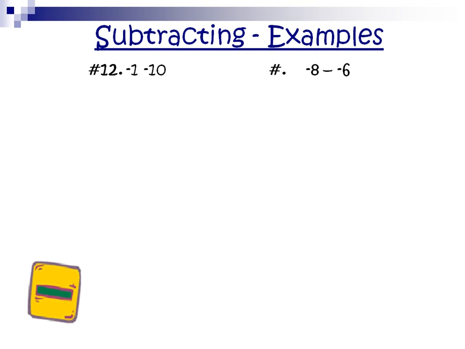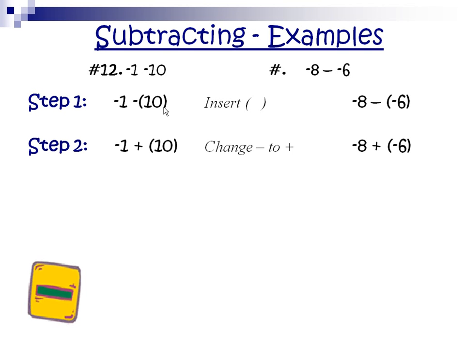Subtracting, some examples. On the worksheet for number 12 we have negative 1 minus 10. What you're going to do here is first put a parenthesis around the 10. Notice that the 10 is positive here. And on this side we have negative 8 minus a negative 6. Notice that the 6 is negative.